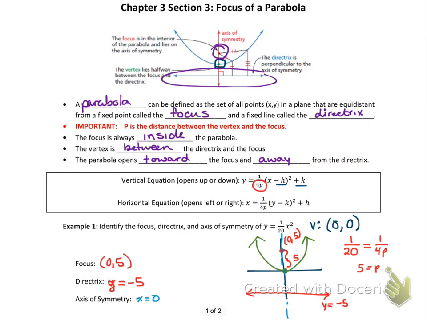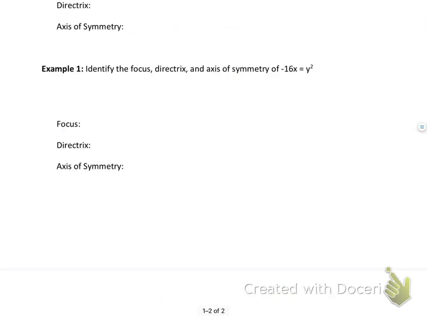Okay, let's do another one. We are not done. I just want to keep giving you examples. By the way, this is example 2.